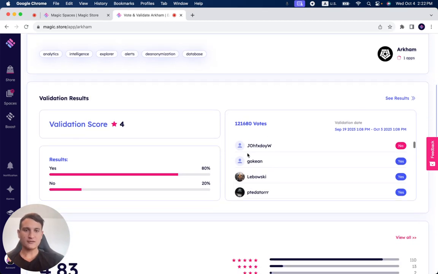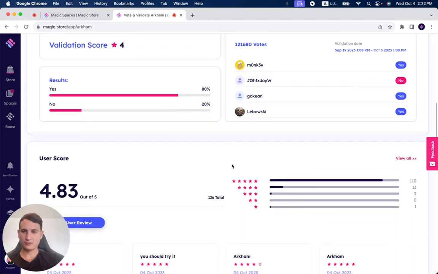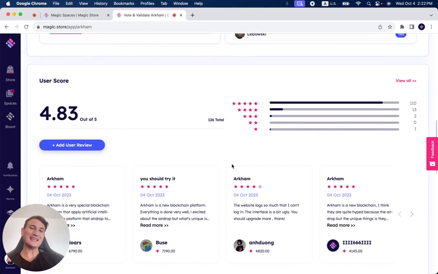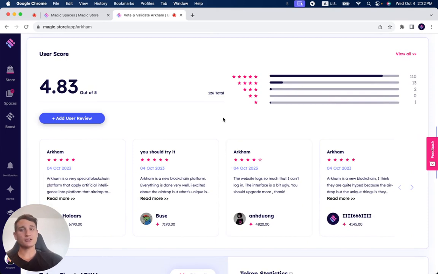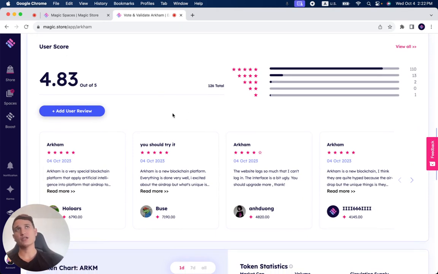So we talked about the validation period that 121,680 people voted. 126 reviews until now, 4.83 out of 5, which is very, very high.